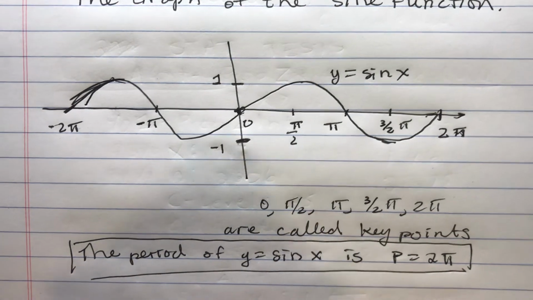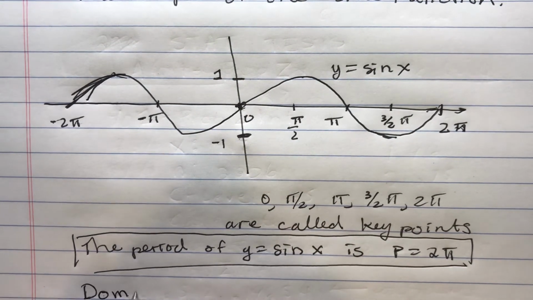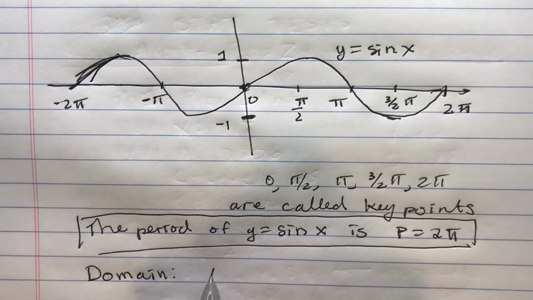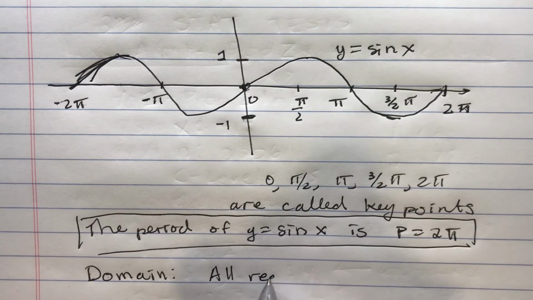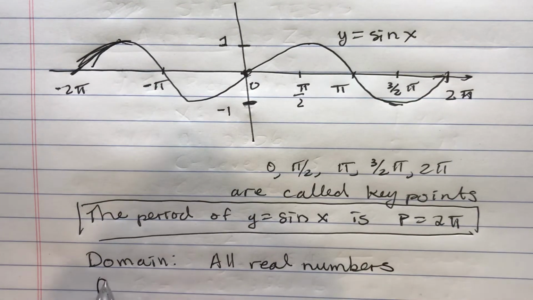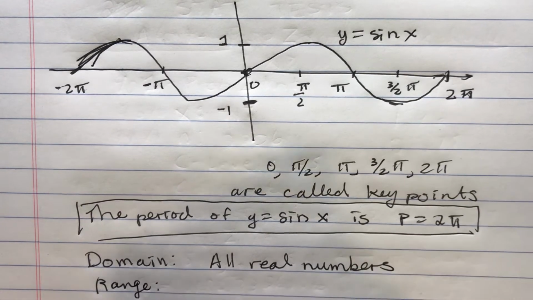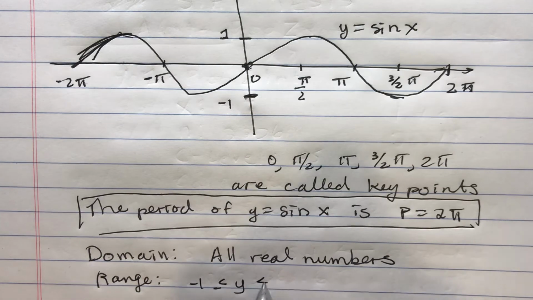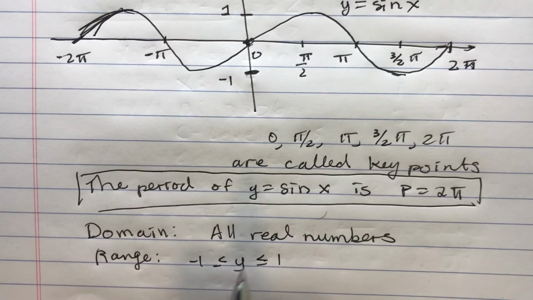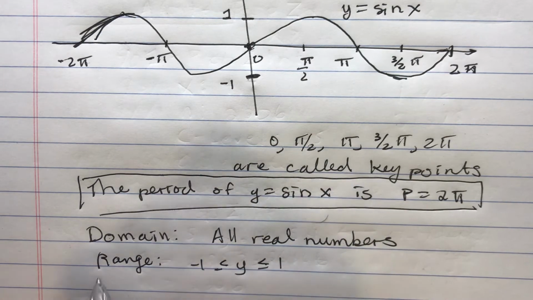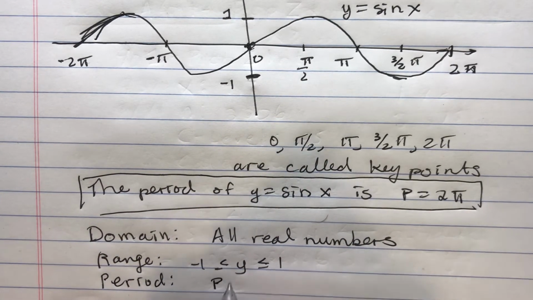Okay, so let's go over some ideas that we might think about when we think of functions. The domain is all real numbers. The range is y is between -1 and 1. So the maximum that sine can ever be is 1, the minimum is -1. The period is p equals 2 pi.